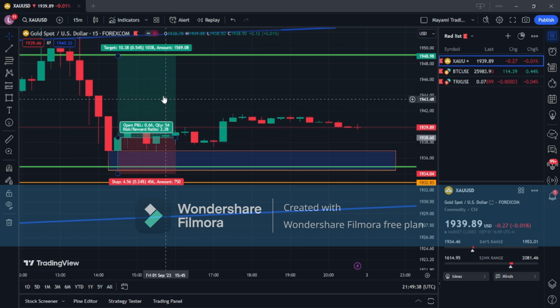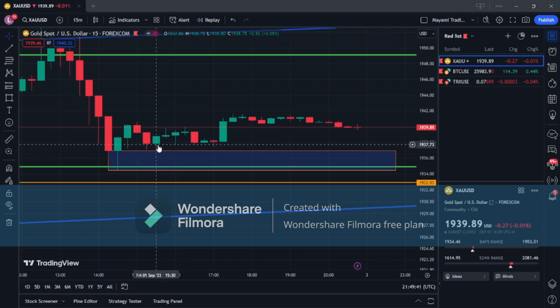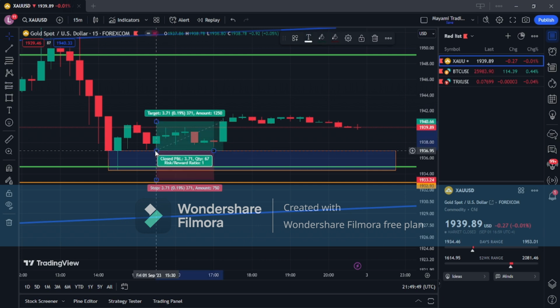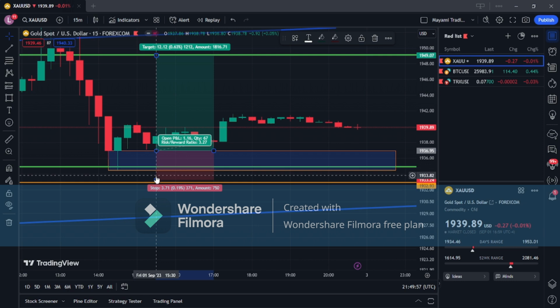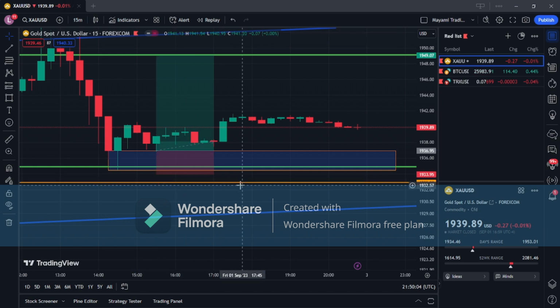Or you could wait for a retest back to this zone. So you could put maybe a buy stop right around here, identifying that once you just hit that zone, take my buy and set your stop loss there.